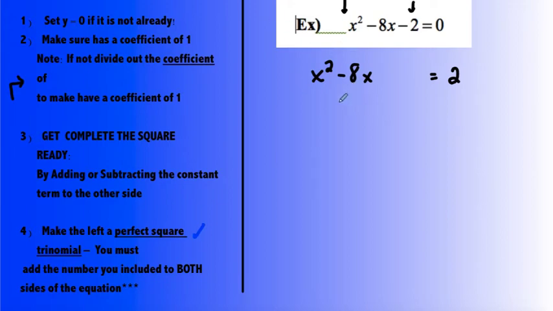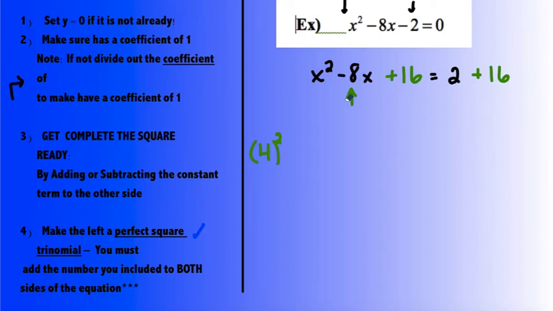The first thing we do is we take half of 8. Half of 8, we disregard the sign. Half of 8 is 4. And then we square it, which is 16. So that 16, we put in that missing space. But whatever we add to one side, we have to add to the other side of the equation.